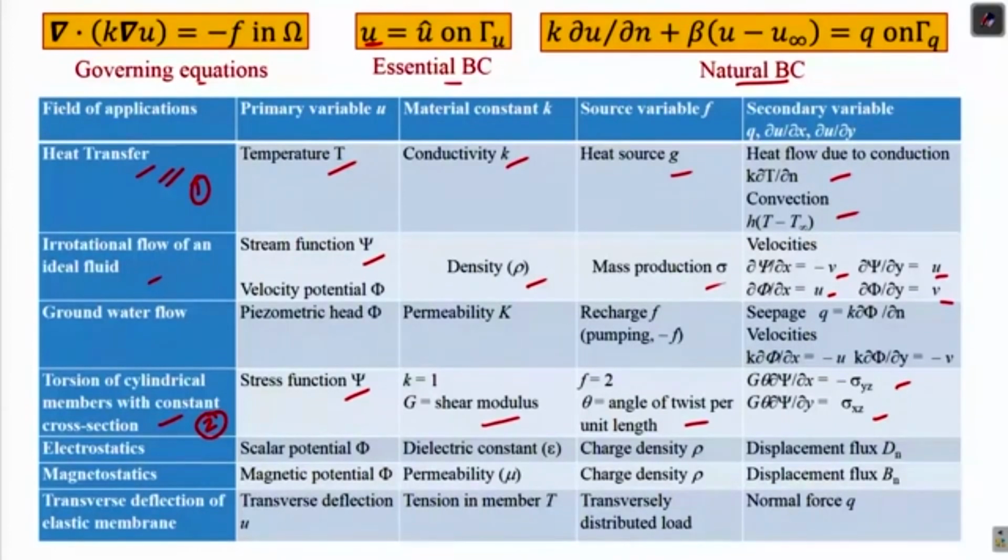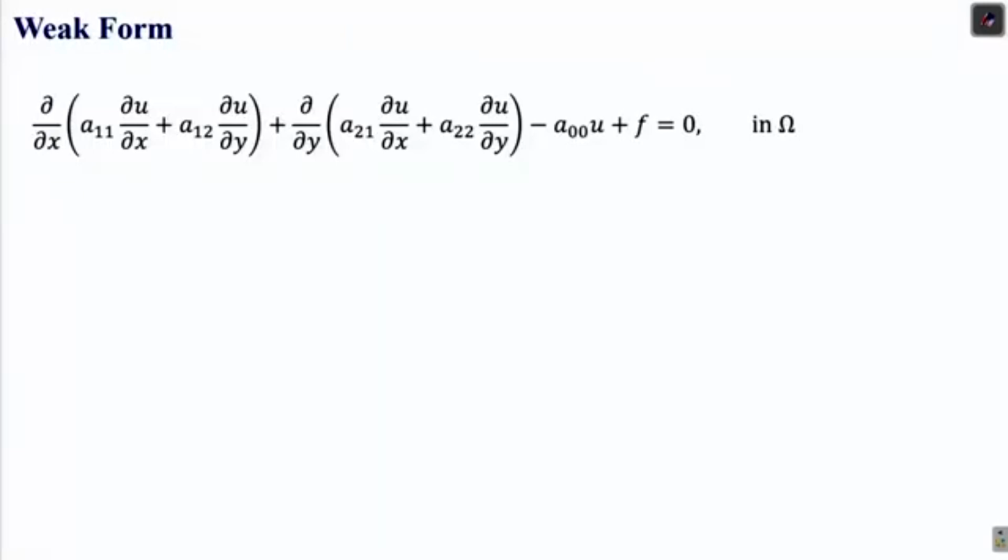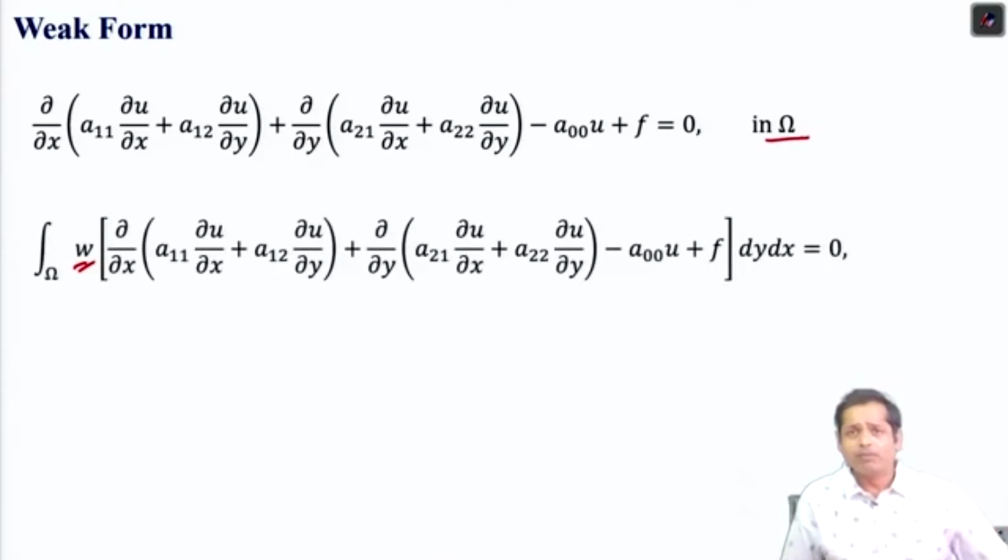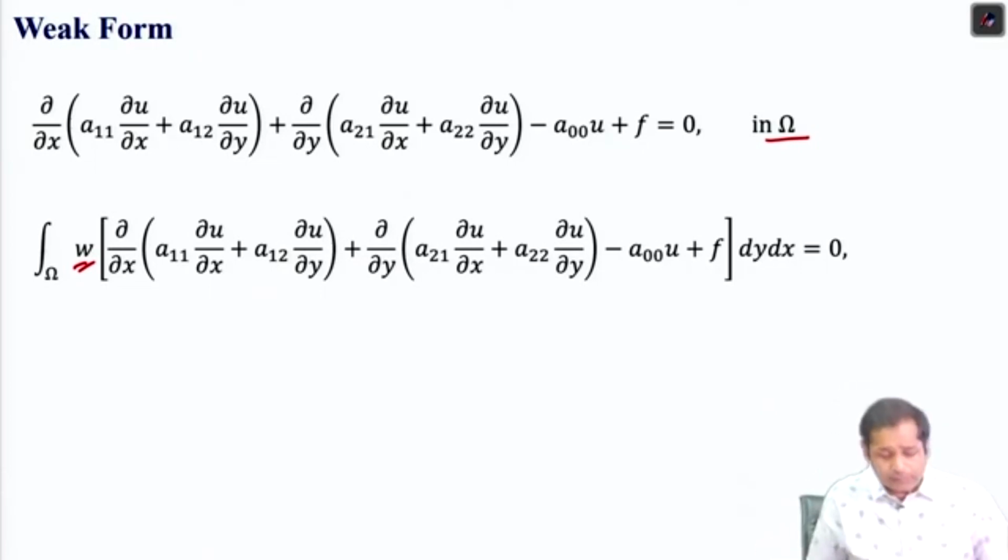Okay, but the same philosophy, same steps can be implemented to other problems as well. Okay, so let us start deriving the weak form. So this is the equation. As we know, this equation is defined in omega. We have seen in one-dimensional problem how to choose test and trial function. A similar concept will be applied here as well.